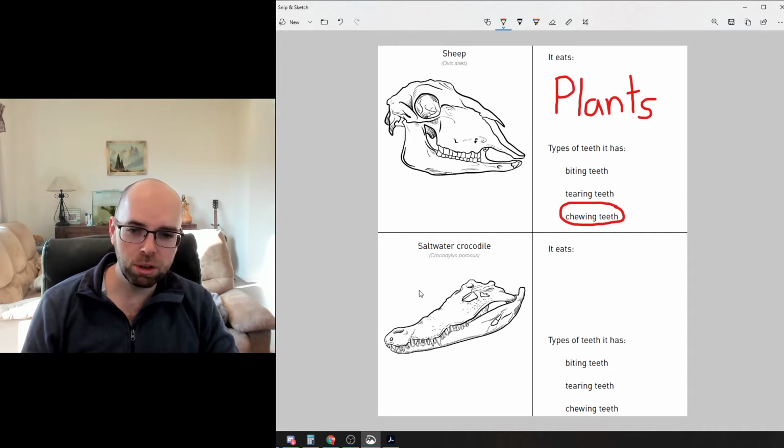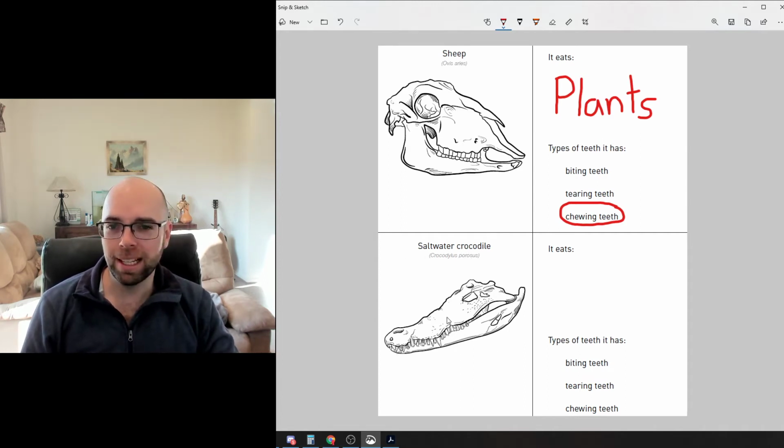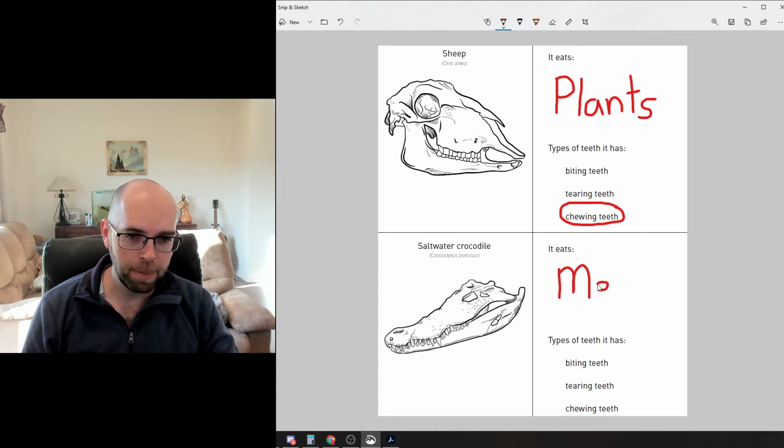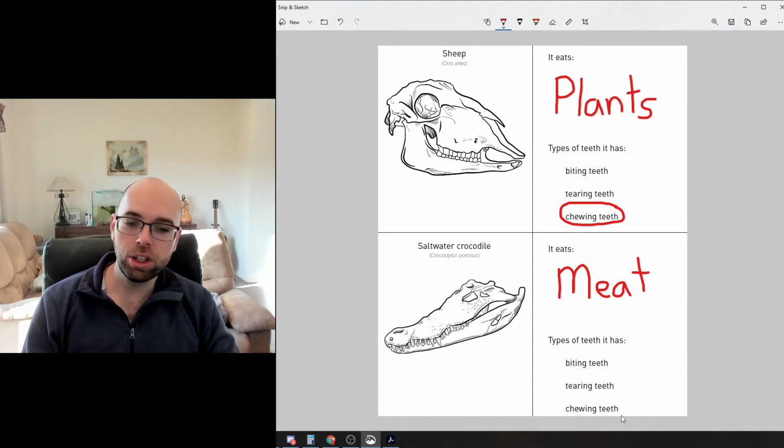Okay, so do crocodiles eat plants? No, they eat meat. So I'm going to write meat here. Okay. And these ones here, they are not biting teeth. They're not incisors. They're not chewing teeth. They're not molars. They are tearing teeth. They are canines. Okay.